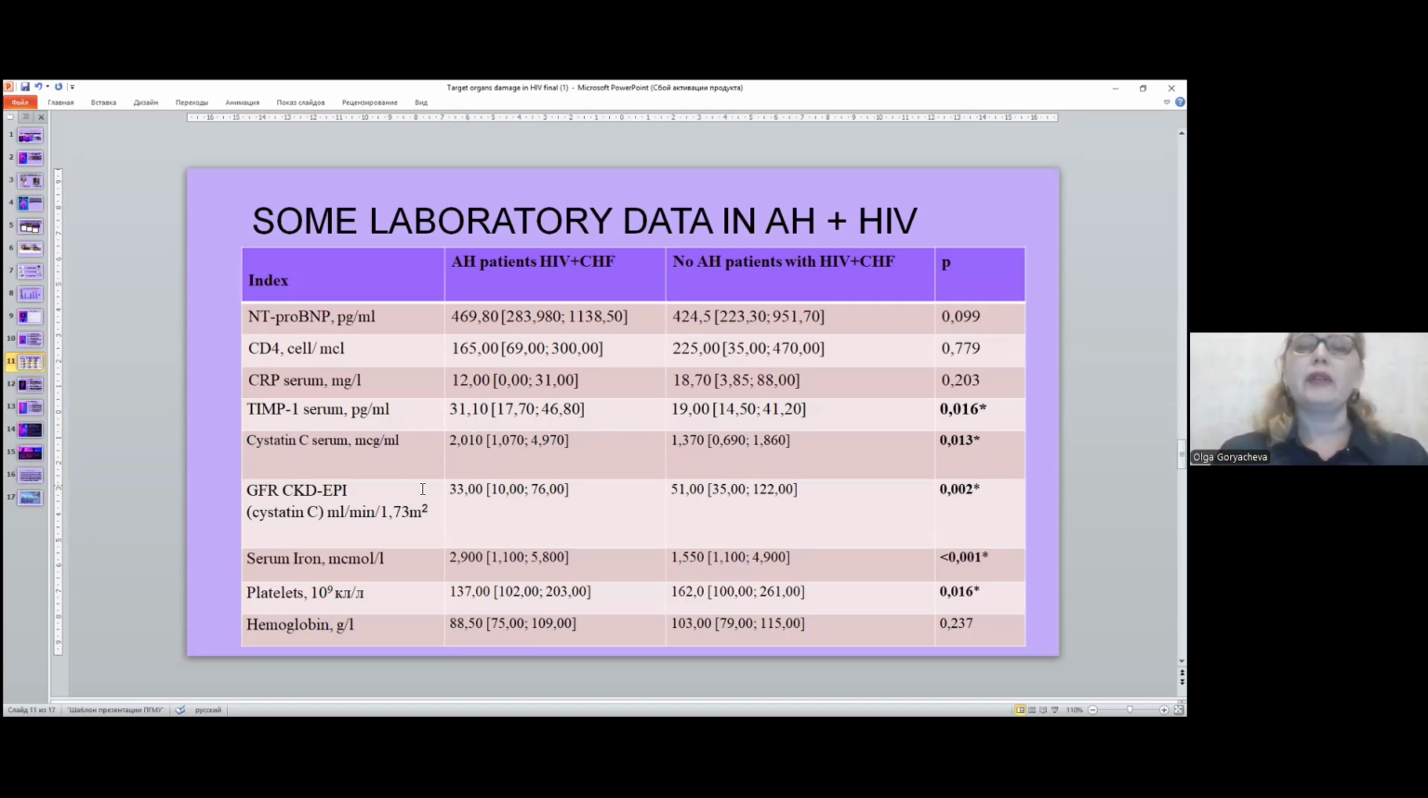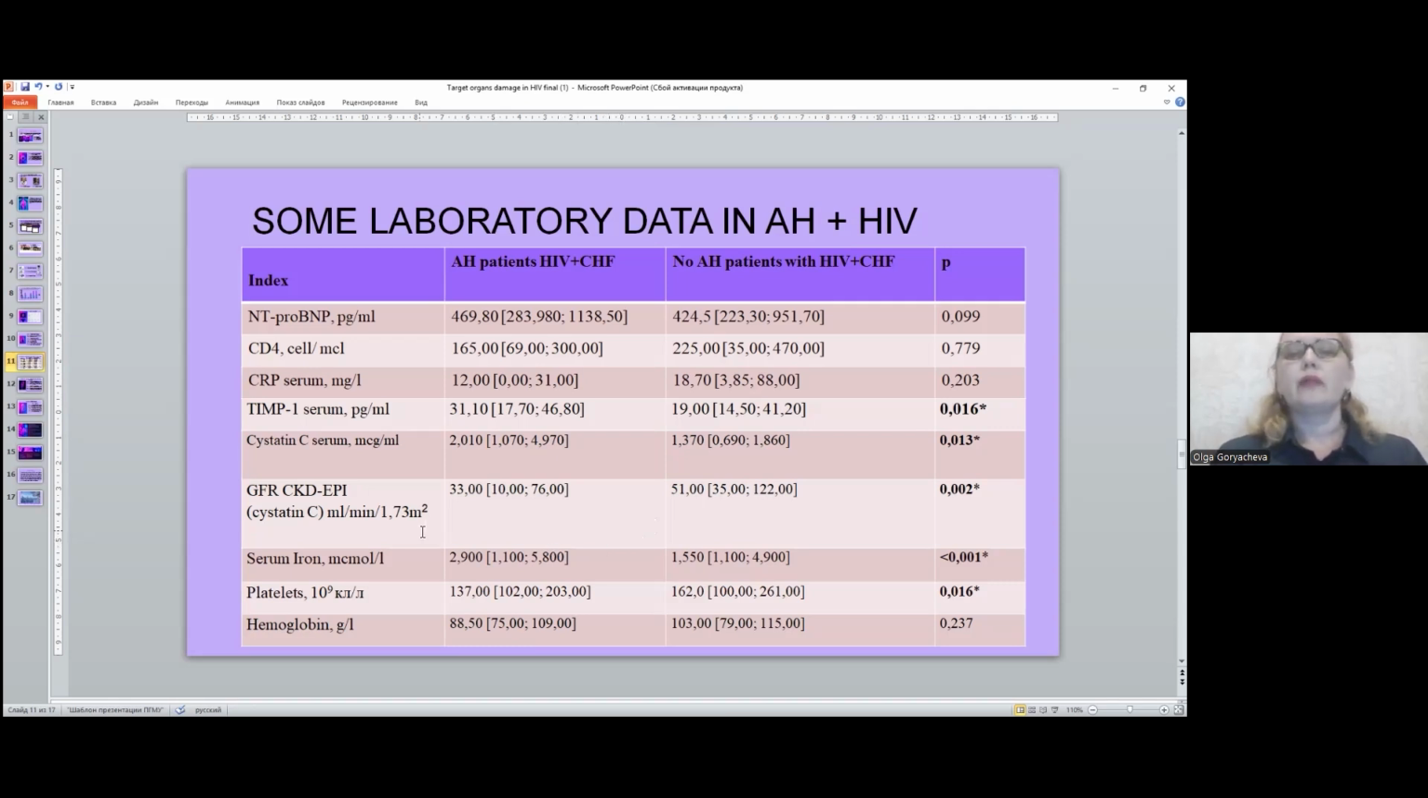And also, we can see that a higher level of serum cystatin C was in patients with arterial hypertension. Why is it happening? It happened due to the rise of chronic kidney disease in this group of patients, intensive glomerulopathy. Regarding this, we can see that decreased glomerular filtration rate significantly differs from the glomerular filtration rate in patients without arterial hypertension. Also, we can see a difference in serum iron.